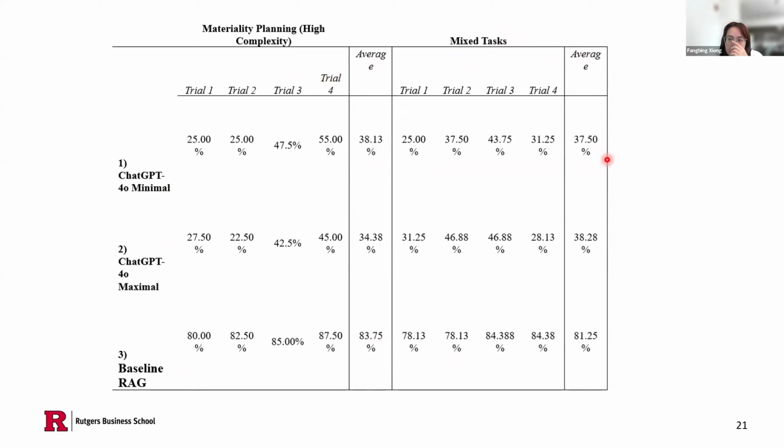And when we mix the low, medium, and high complexity tasks together, we form a mixed task. For the mixed tasks, the average of ChatGPTs are low. However, the baseline RAG is still above 80%.